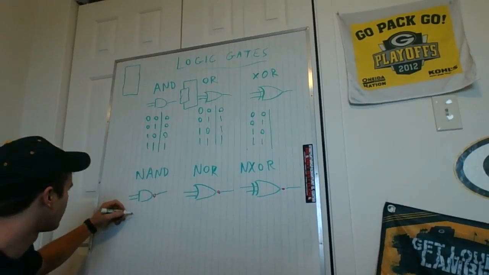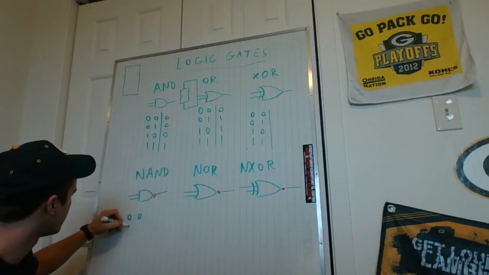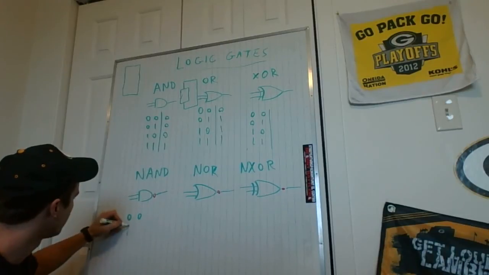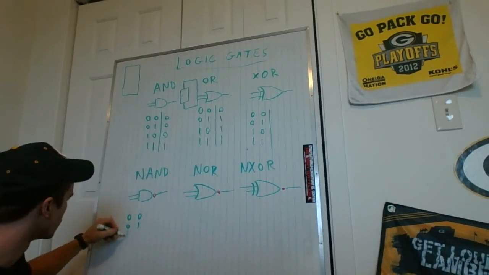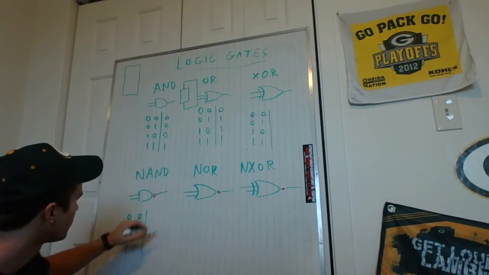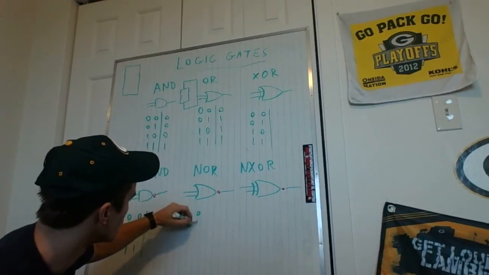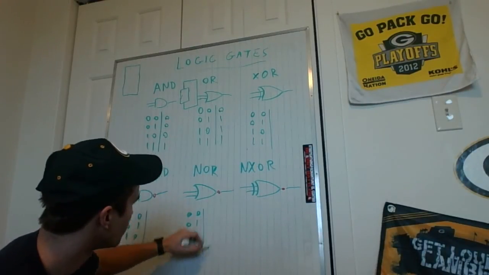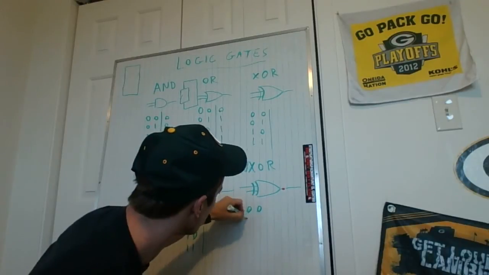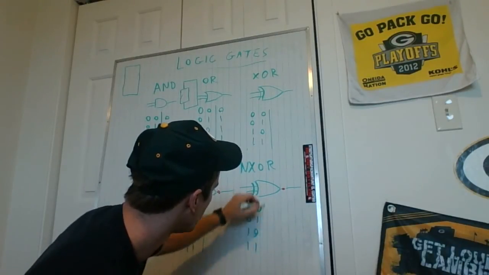Your truth tables for the inputs keep everything consistent here. They're going to look the exact same. 0, 0, 0, 1, 1, 0, 1, 1. And again, for each of them, 0, 0, 0, 1, 1, 0, and 1, 1.